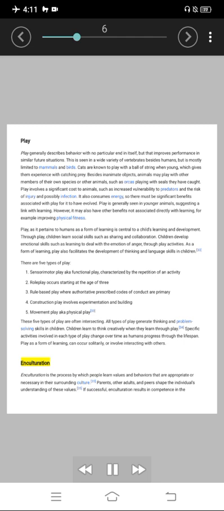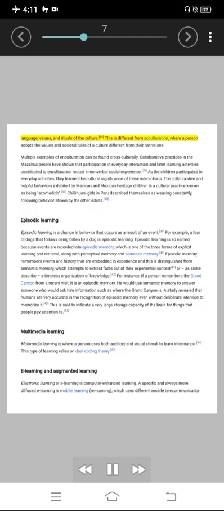Enculturation. Enculturation is the process by which people learn values and behaviors that are appropriate or necessary in their surrounding culture. Parents, other adults, and peers shape the individual's understanding of these values. If successful, enculturation results in competence in the language, values, and rituals of the culture. This is different from acculturation, where a person adopts the values and societal rules of a culture different from their native one. Multiple examples of enculturation can be found cross-culturally.